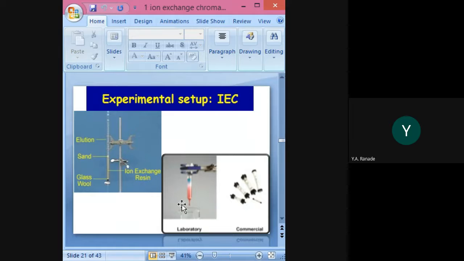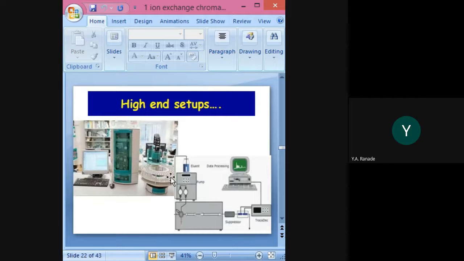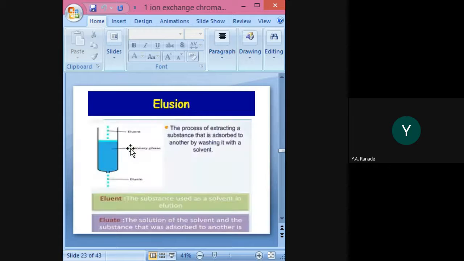Then this is the instrumentation. These are the high-end instruments or high-end columns which are used in a commercial way. This is the laboratory preparation. If time permits, then we can set up such an ion exchanger column in our laboratory as well. These are the high-end instruments which are available in different industries as well as research institutes.